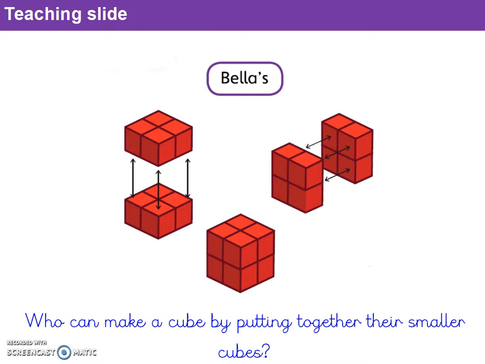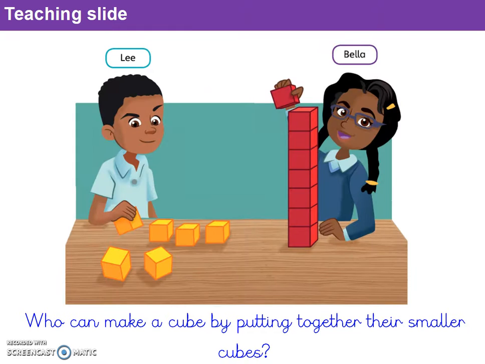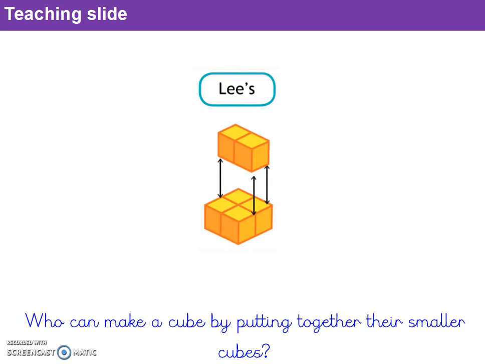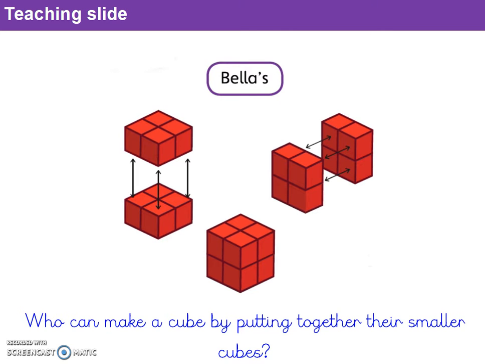Let's see whether the same is true of Lee's. Because with Lee we've got 1, 2, 3, 4, 5, 6 cubes. Let's see if we can make a cube from 6. And here we can see that Lee can't make 2 layers of the same amount of cubes to make that larger cube. So in this case we've got 4 cubes at the bottom, which leaves him with the 2 remaining. The only other way that you could try and make it would be 3 cubes at the bottom, 3 cubes at the top. Again, this wouldn't give us 6 square faces. So from 6 cubes, Lee cannot make a larger cube. Whereas Bella can make a cube out of the 8 cubes that she has.